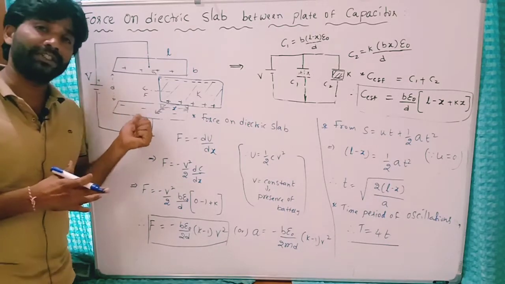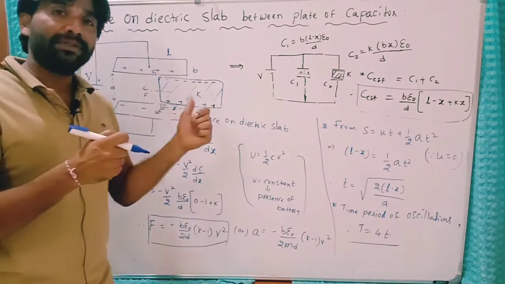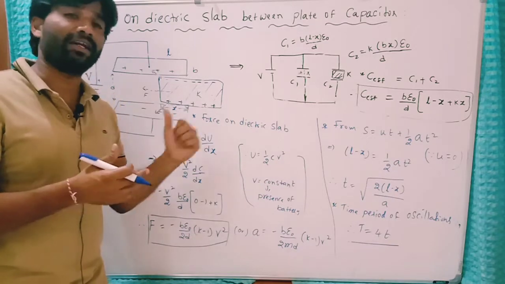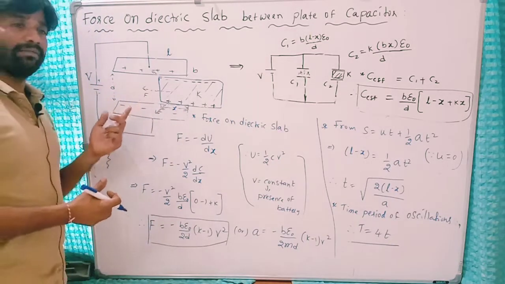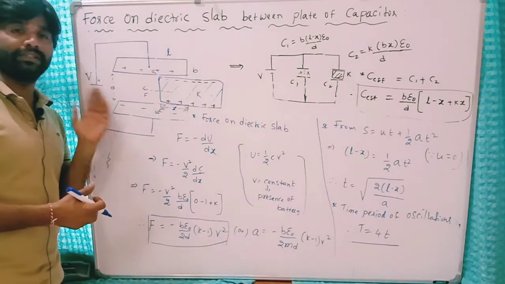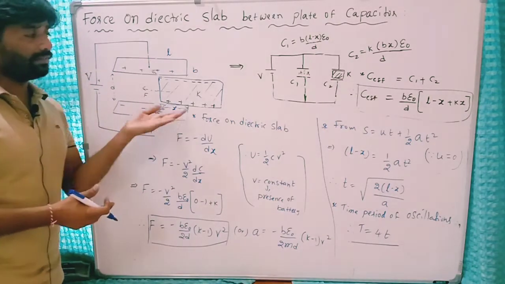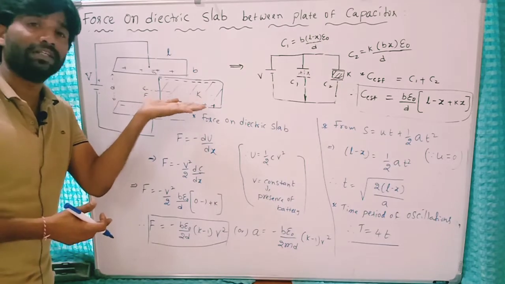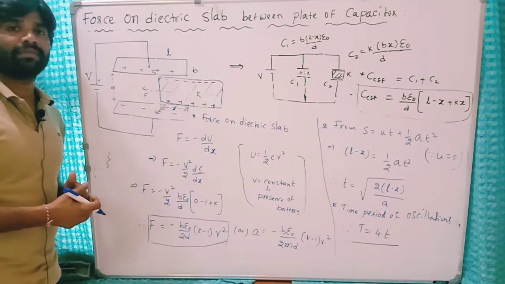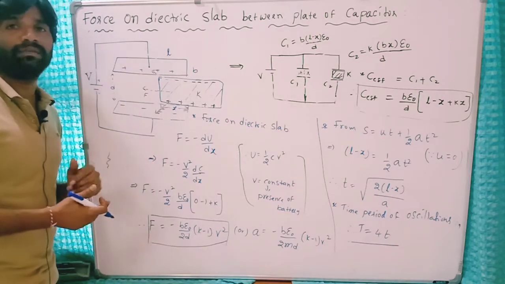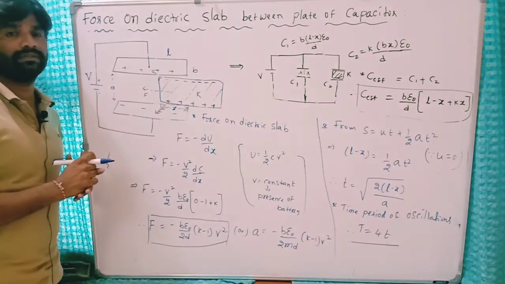This force always tries to bring the slab towards the center of the capacitor, or into the plates of the capacitor. You can see the diagram, the direction of the force is into the plates of the capacitor. Definitely this dielectric slab will start moving into the plates. It starts moving into the plates because of this force.